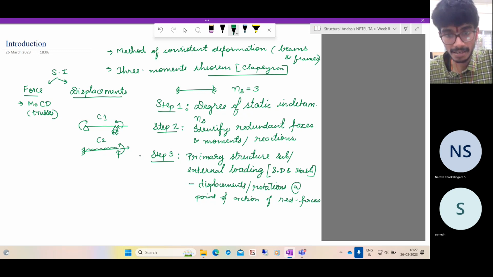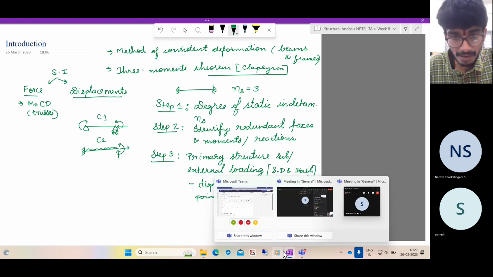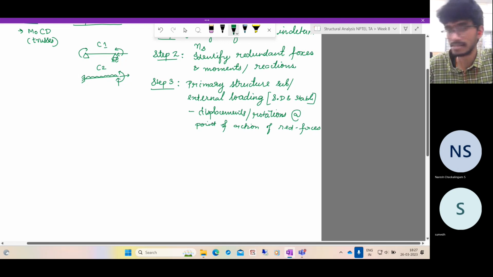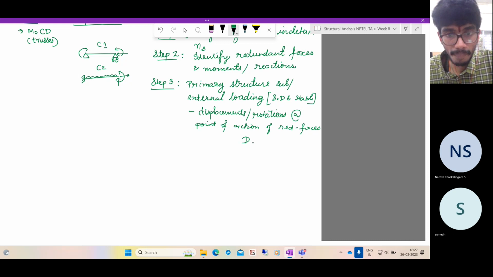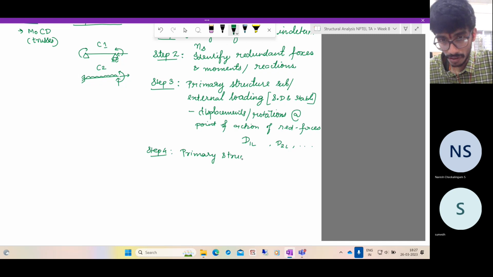So determine the displacements and rotations in the primary structure due to the applied external loading. Let us call it D1L. So 1 corresponds to the first redundant force, 2 corresponds to the second redundant force, and so on. Then what is the next step? Now consider the primary structure subjected to the redundant forces.